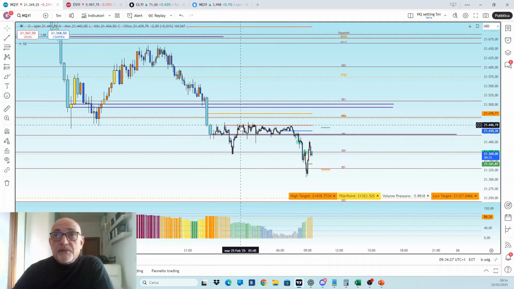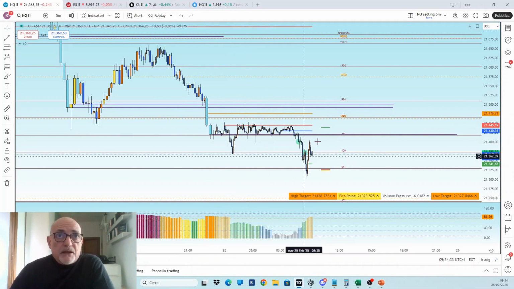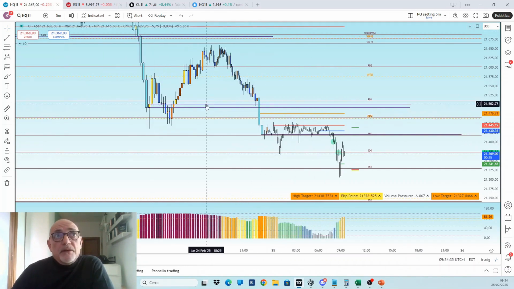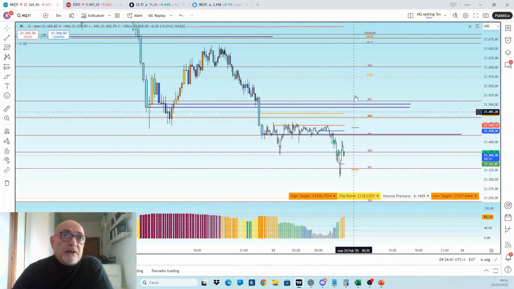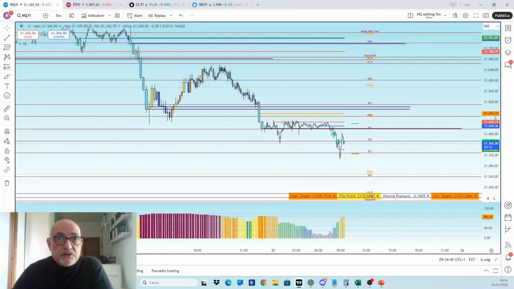Absolutely. This one seems the most interesting to me, 21,4 and 45,46. So definitely worth keeping an eye on. We also have two KSP levels a bit higher. So this is definitely the area to watch, which will act as a dividing line for either an attempt to recover or a continuation of the downturn.